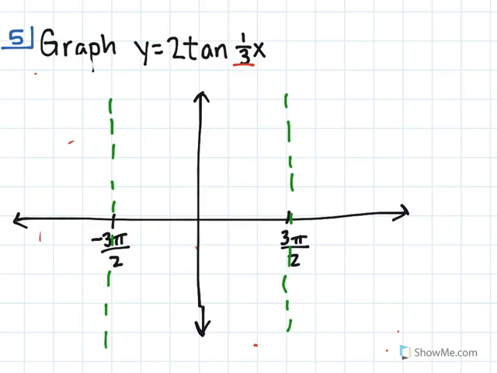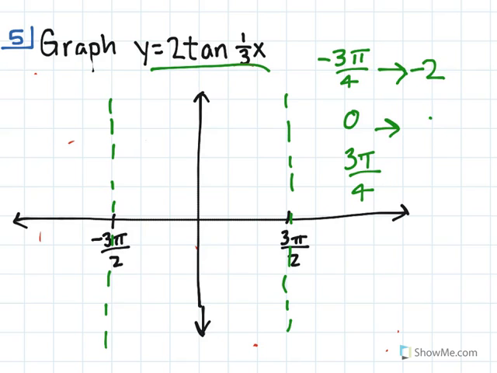What we can do in order to figure out what our actual curve looks like for tangent is pick values in between negative 3 pi over 2 and 3 pi over 2 and plug them back into our equation. Typically you're going to want to split it up into fourths, so you can use, for example, negative 3 pi over 4, 0, and 3 pi over 4 as your values. And if you plug those into your function, you end up getting negative 2, 0, and 2. So we can use that to graph.